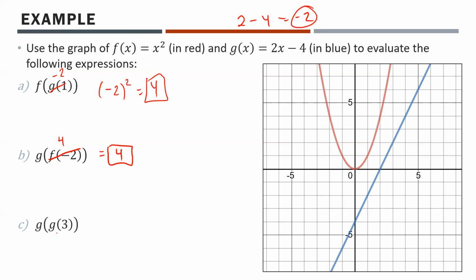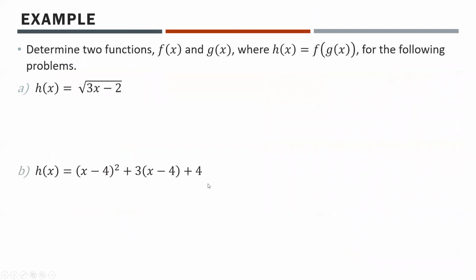No calculations, nothing. g of g of 3. All right, let's start with the innermost one first, though. g of 3. So when x is 3, y is going to be 2. So really, we know g of 3 is 2. So now we have to solve g of 2. Well, g of 2, if we look at where x is 2, we can see y is going to equal 0. So g of g of 3 is equal to 0. Hopefully that helped a little bit. Again, this is very convenient as long as you know what you're looking for.